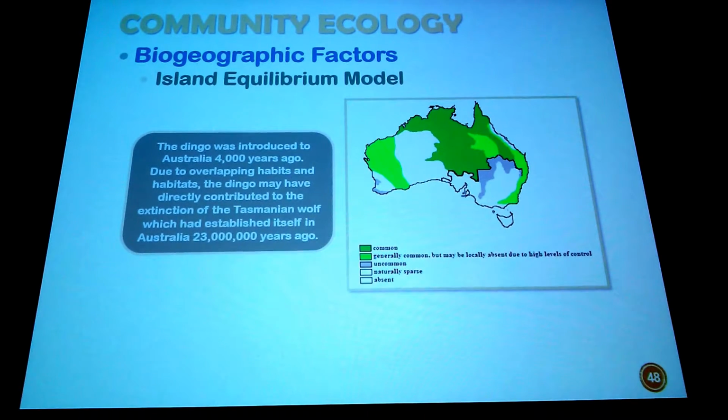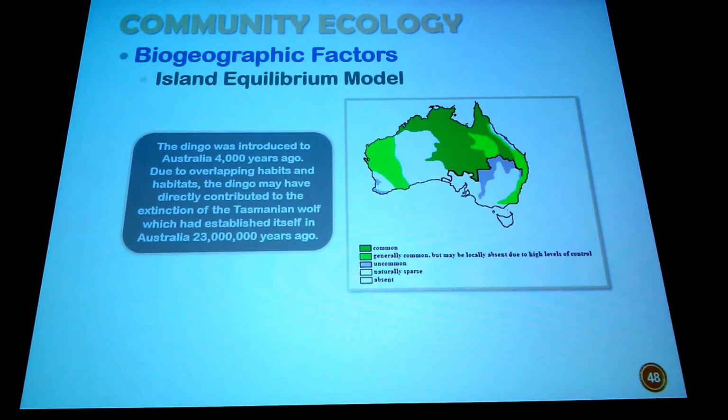Therefore, people might have just been the last straw that broke the camel's back, chased it into extinction, which had established itself in Australia over 23 million years ago. So here's a situation where something was uniquely suited to a particular habitat with specific habits that it probably couldn't change quickly enough for the introduction of the competition of the dingo. And so the dingo just outcompeted.